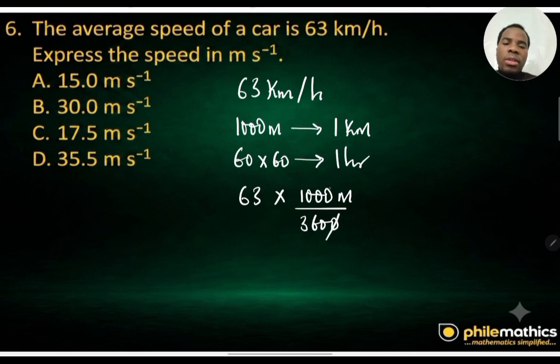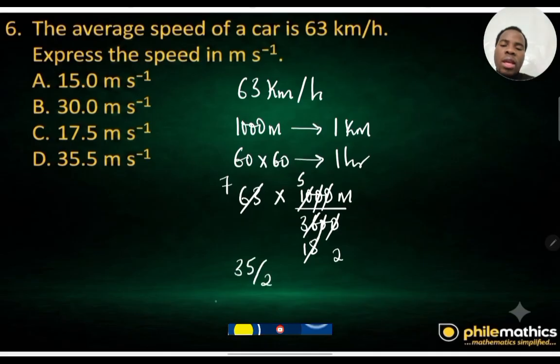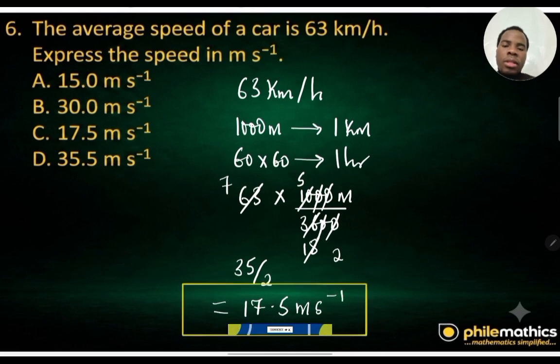So we can easily divide. 2 here is 5, 2 here is 18. 9 can go 18 2 times. 9 can go this 7 times. We are left with 7 times 5, 35 over 2. And so this will give us 17.5 meter per second. This is our final answer. That leaves us with C.